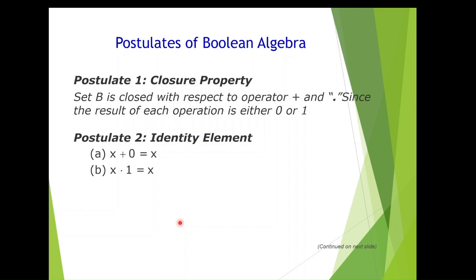The first postulate is the closure property. That is, set B is closed with respect to the operators plus and dot, since the result of each operation is either 0 or 1. Your output should also be 0 or 1. The next postulate is the identity element. For the plus operator, the identity element is 0. That is, x plus 0 results in x only. Similarly, for the dot or AND operator, the identity element is 1. That is, x dot 1 is x.